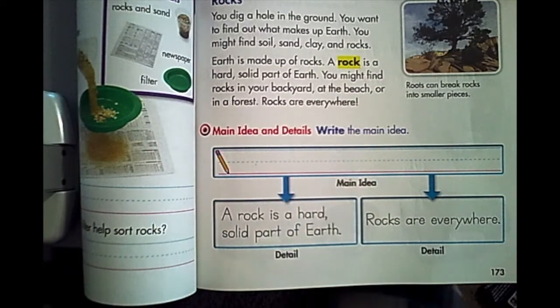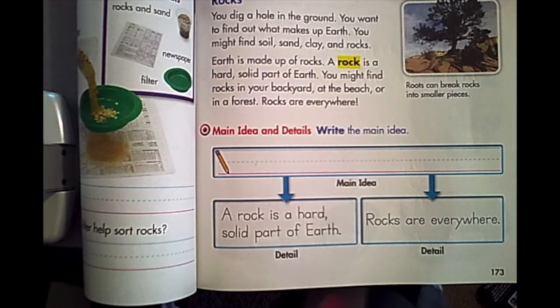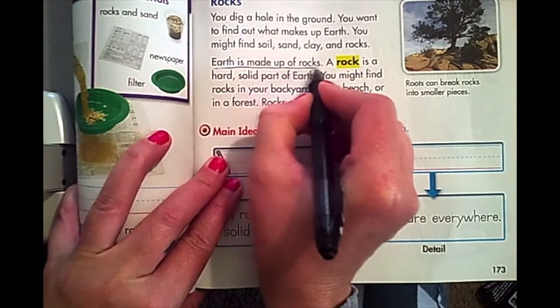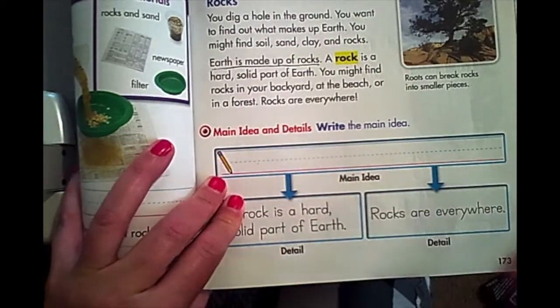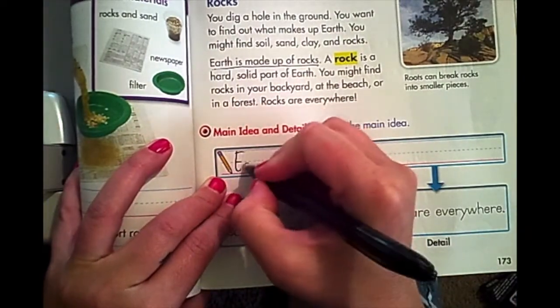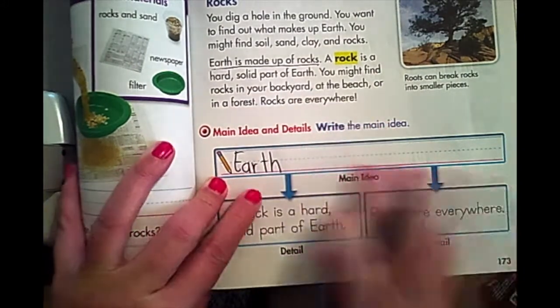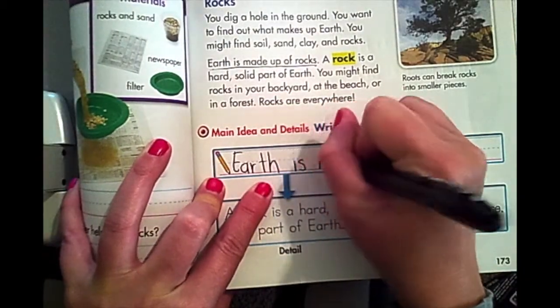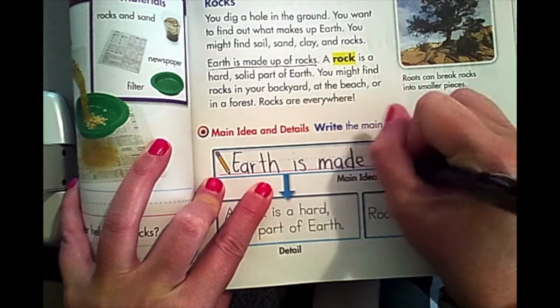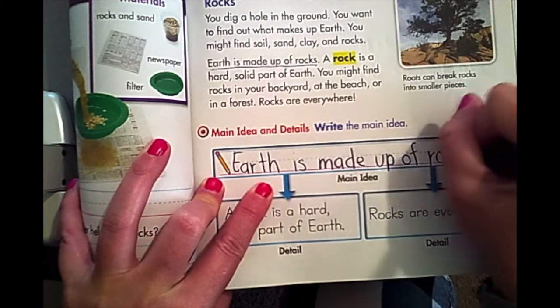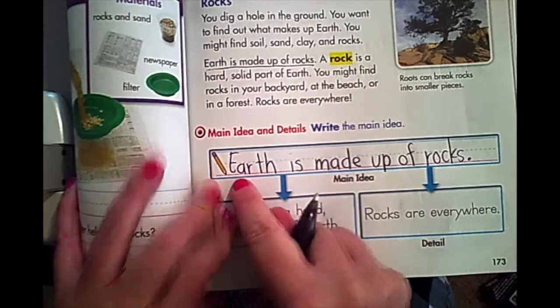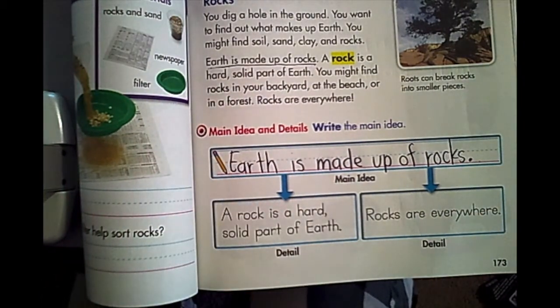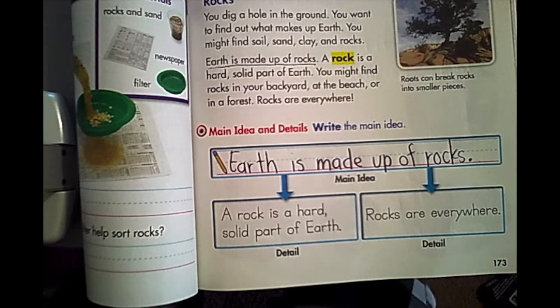So what do you think our main idea is? Do you remember I told you the main idea is always our first sentence? So Earth is made up of rocks, and we're going to write that on our main idea line. It's kind of a small sentence, so I think it will fit if we just write it normally. Don't forget your stop sign and make sure Earth is capitalized. Earth is made up of rocks. Very good. When you are finished, turn to page 174 and 175.